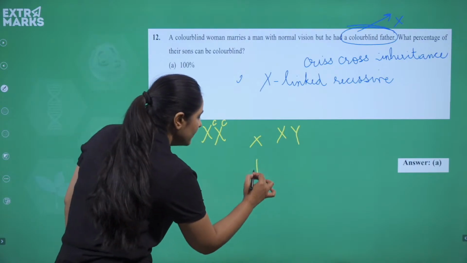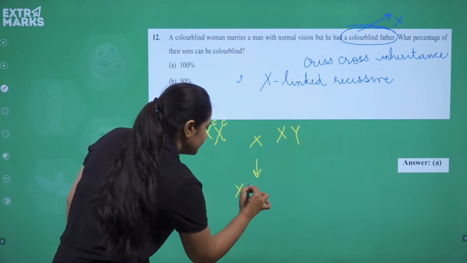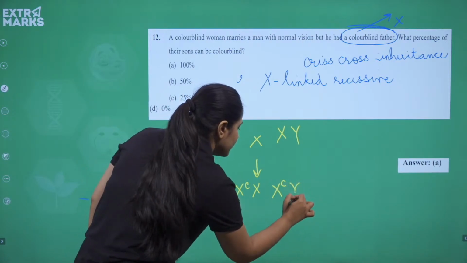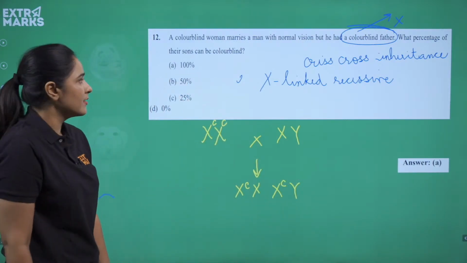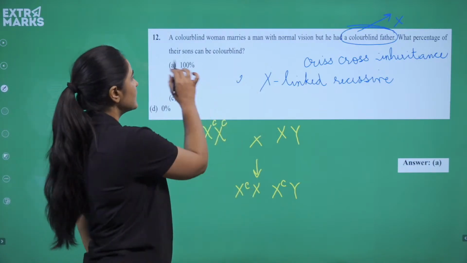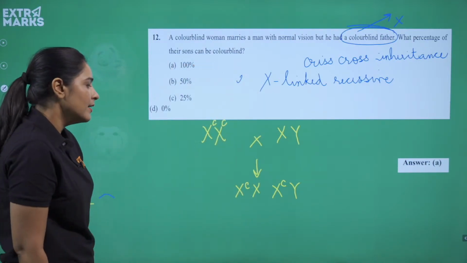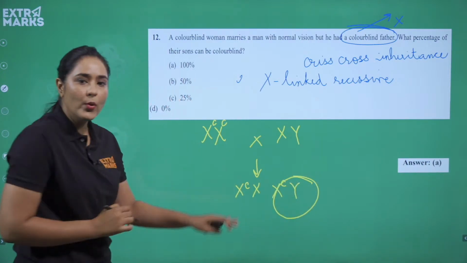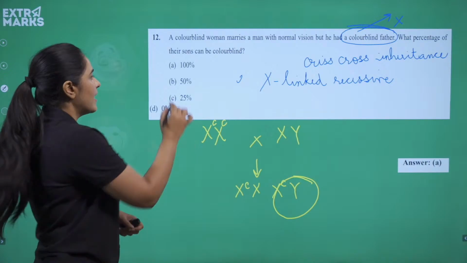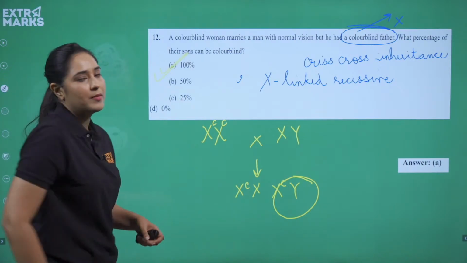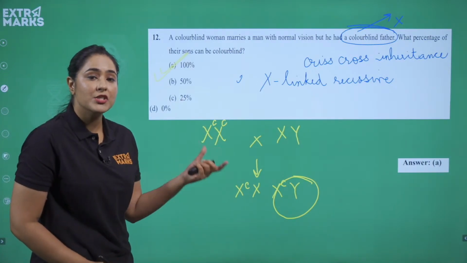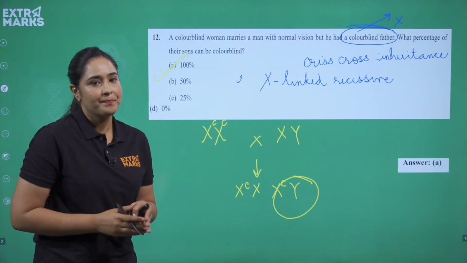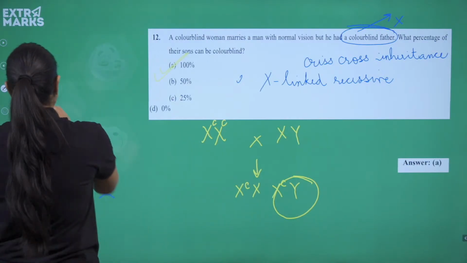Now we are having this combination in the offspring. It is saying that what percentage of their sons can be colorblind. So we are having here son who is colorblind. So obviously 100% of the sons will be colorblind, as the mother is colorblind having mutant alleles on the X chromosome. So we are having the correct option here, A.